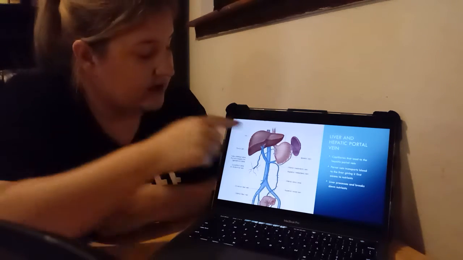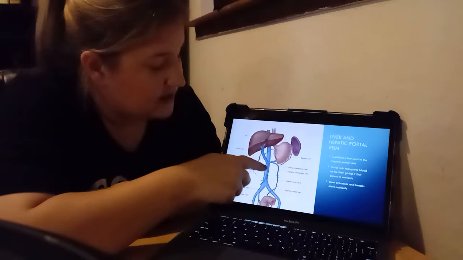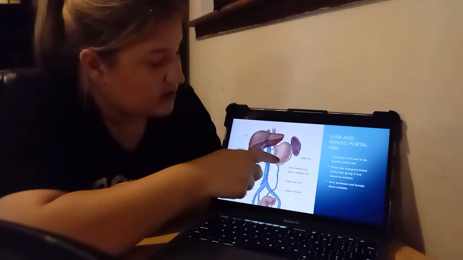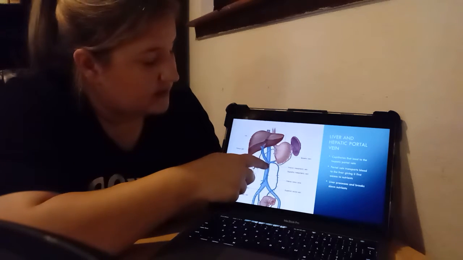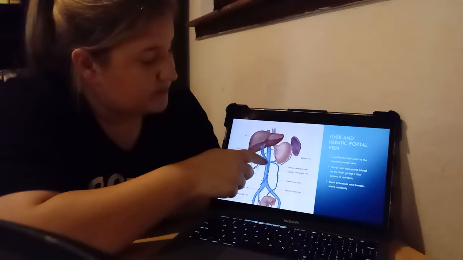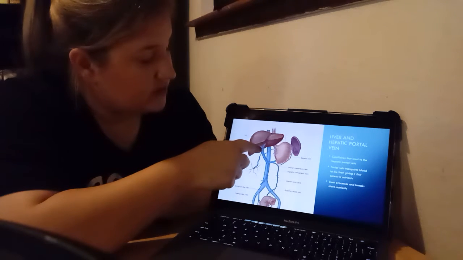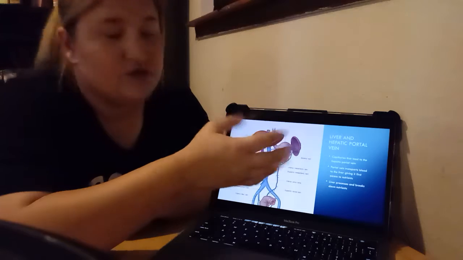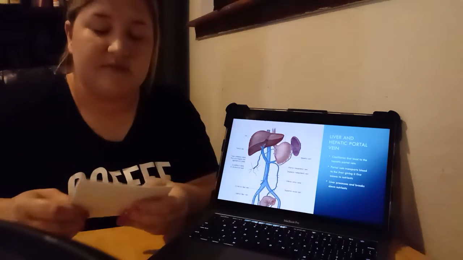So this right here is the portal vein I was telling you about, and you can see where it goes into the stomach, and then it sends it into the liver, and your liver gets the nutrients it needs and sends it to the rest of the body.